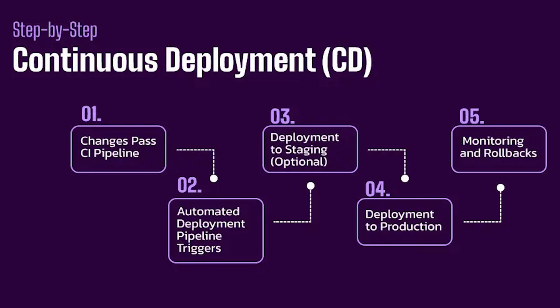Now, let's talk about the next step in case of continuous deployment. It's completely similar to continuous delivery, but with one critical difference. Deployment to production is fully automated. As soon as a change passes all tests and quality checks, it's immediately released to users. There is no manual approval.